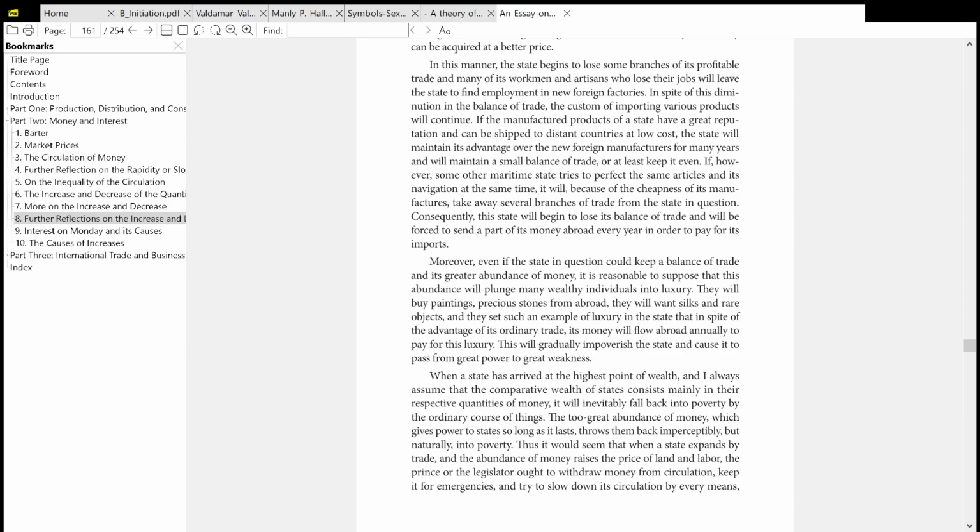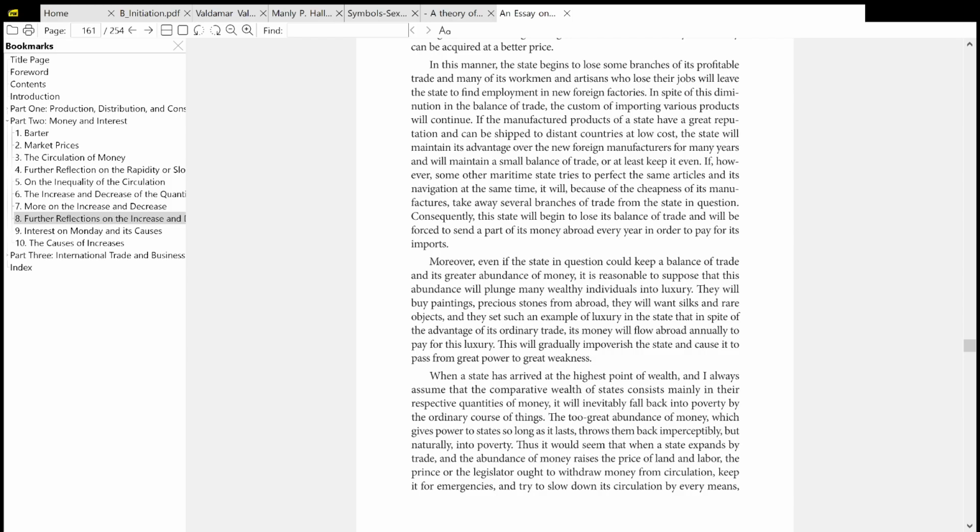When a state has arrived at the highest point of wealth, and I always assume that the comparative wealth of a state consists mainly in their respective quantities of money, it will inevitably fall back into poverty by the ordinary course of things. The too great abundance of money, which gives power to states so long as it lasts, throws them back imperceptibly but naturally into poverty.